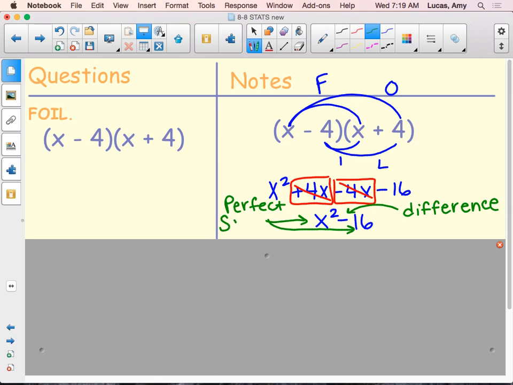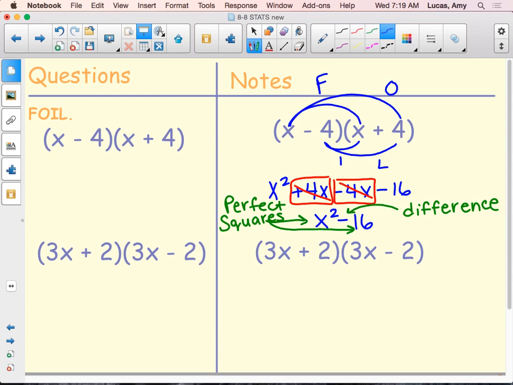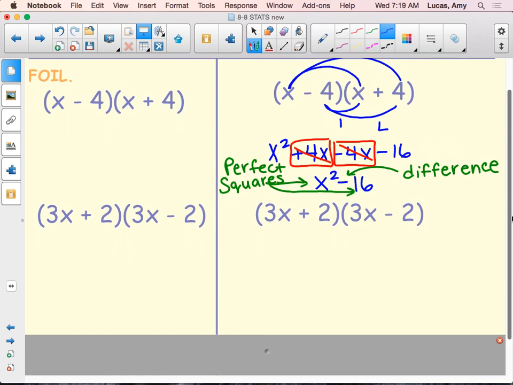So what we're working on today is reversing, not FOILing, but factoring. So we're working on starting with x squared minus 16 and recognizing that the two binomial factors that are equal to x squared minus 16 would be x minus 4 and x plus 4. Now, I have one more example that I'm going to FOIL just because there's a coefficient in front.